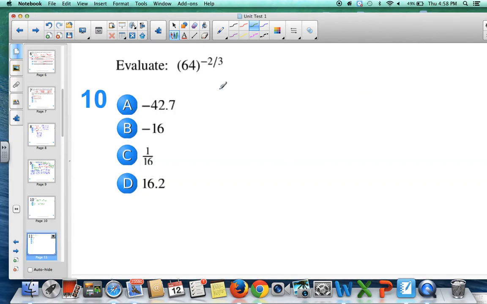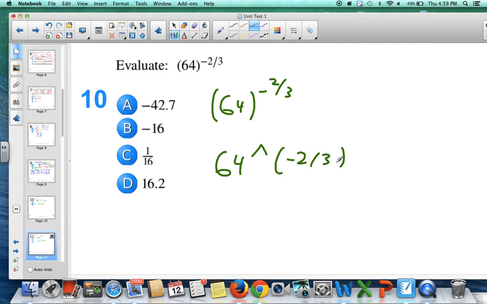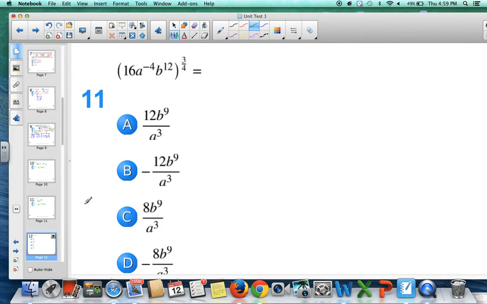Same thing with this problem. When we plug this in, we say 64 to the power of negative 2/3. So that's what this says. So I'm going to write this as 64 to the power of parentheses negative 2 divided by 3. And we're going to get 1/16. Okay, next problem. We're getting through this.